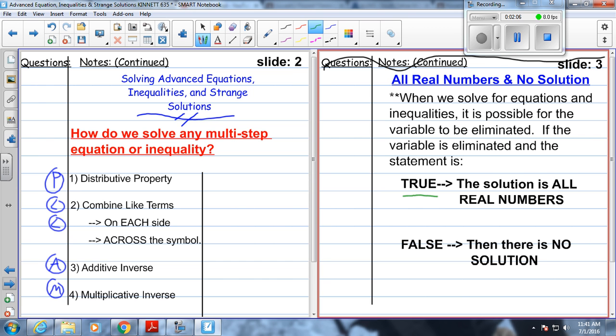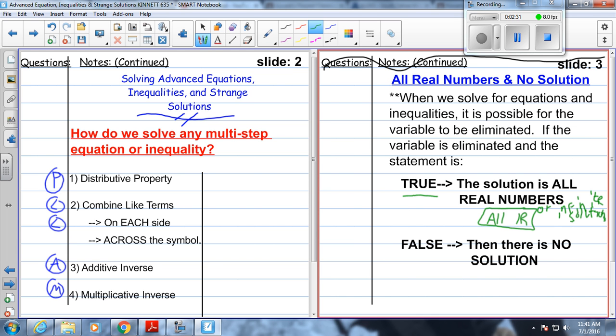And mathematicians like to use some symbols for that. They like the symbol for all real numbers. All real numbers is what our answer would be there. And for inequalities, it will actually be infinite solutions. And my smartboard is messing with me, so I'm going to rewrite that once I turn the page there.